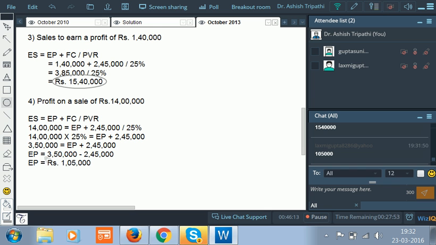1,05,000 is our expected profit if the sales is 14 lakhs. Now we can actually tally. If you see, we can tally all this. How? I'll show you.